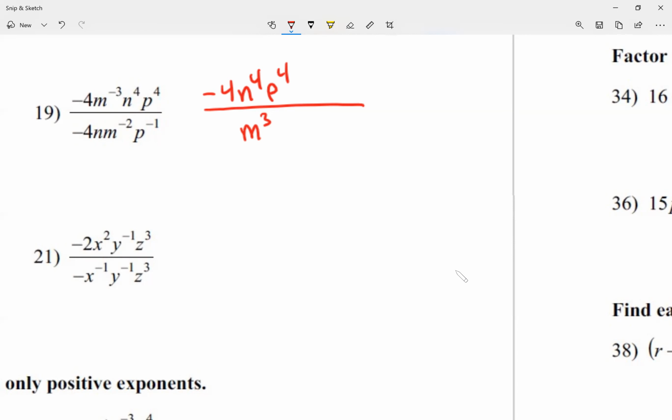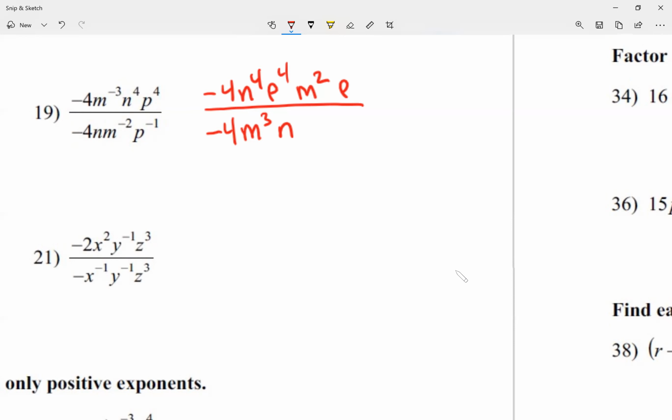Now, I'm just going to look at what I have at the bottom. My focus right now is just the bottom. I see a -4. Then I see an n. And then I see m to the -2. So that m is going to come to the top. And then I see a p to the -1. So that p to the 1 comes on the top. My exponent of 1, I can choose to write or not. So all I did was everything that had a negative exponent, I moved it to the other side. So I'm dealing with only positive exponents.